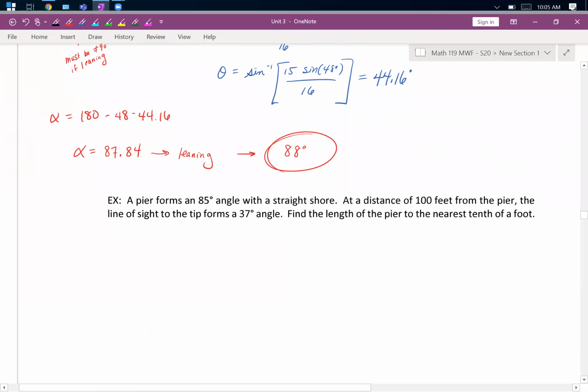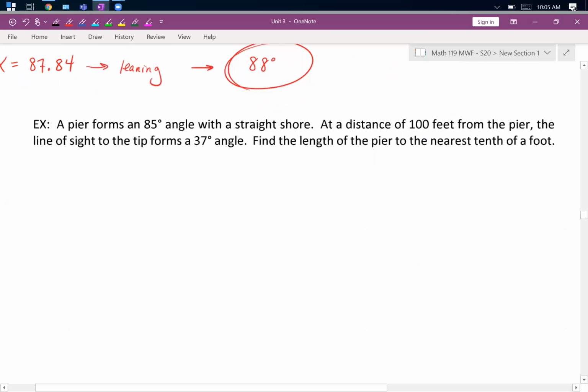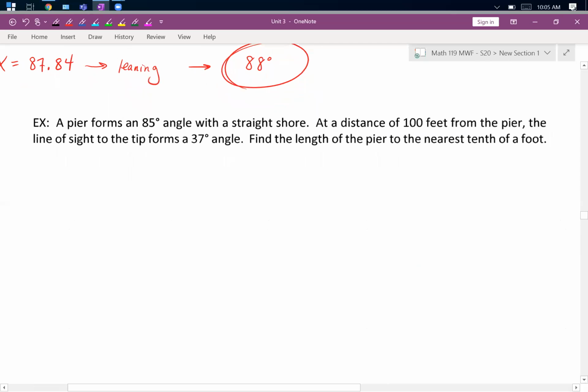All right, let's try another one. A pier forms an 85-degree angle with a straight shore at a distance of 100 feet from the pier. The line of sight to the tip forms a 37-degree angle. Find the length of the pier to the nearest tenth of a foot. All right, so here's the shore. I made it grass for some reason. And then we have our pier forming an 85-degree angle with the shore.